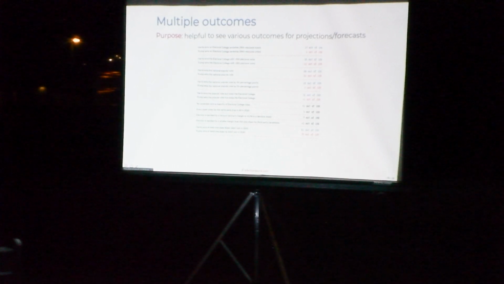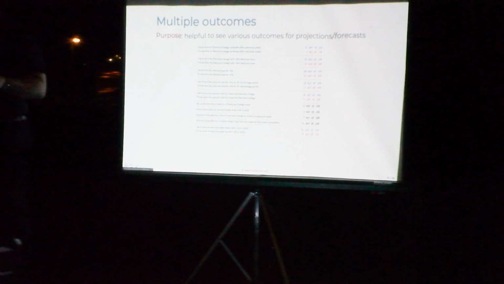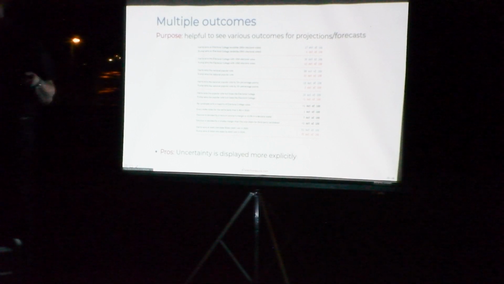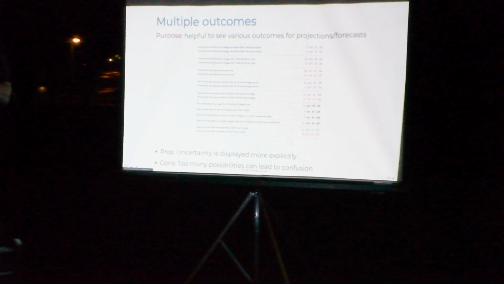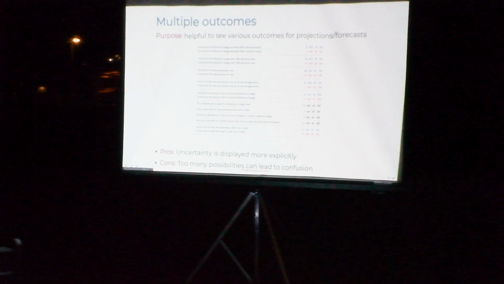The purpose of having a table like this is it's typically pretty helpful to see different outcomes for different projections and forecasts, right? So you can actually see multiple forecasts instead of just one, perhaps. It's great when you want to have uncertainty displayed pretty explicitly, when you want to actually know what those odds are. But too many possibilities can really just lead to text. It's just too much information. It's an overload, right?